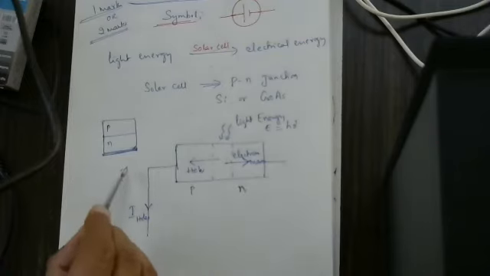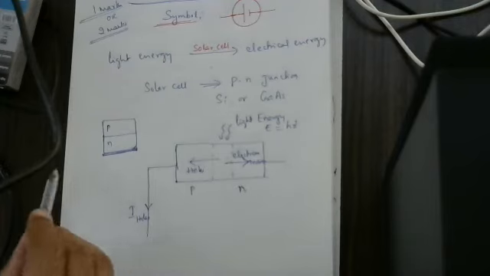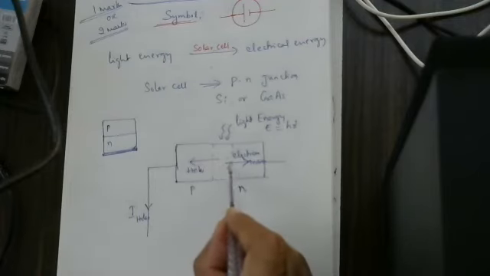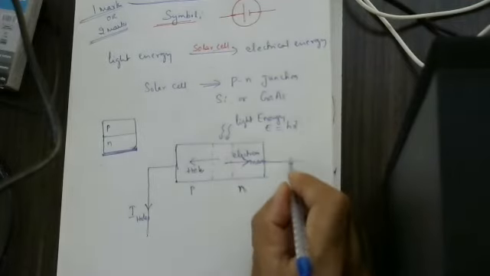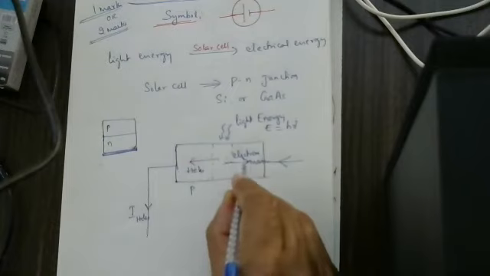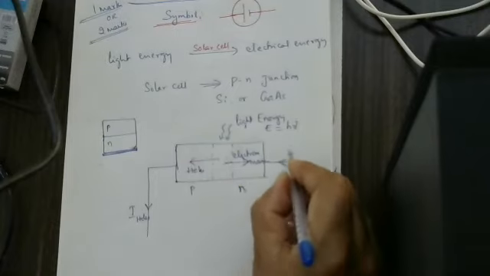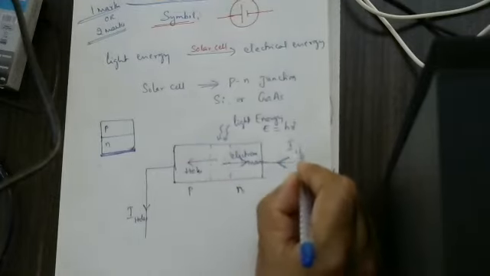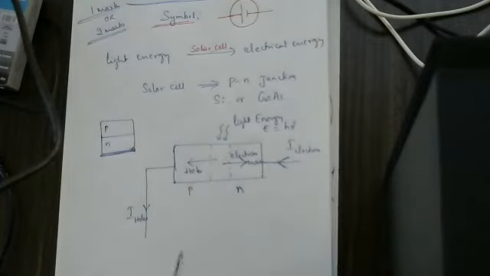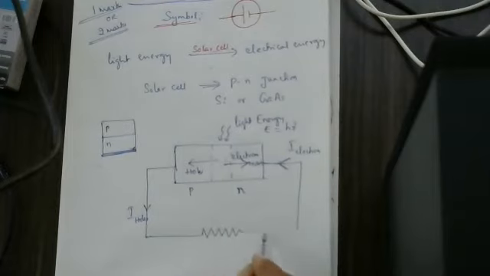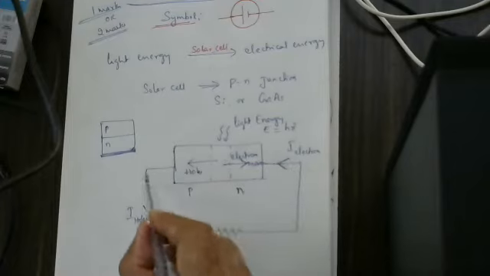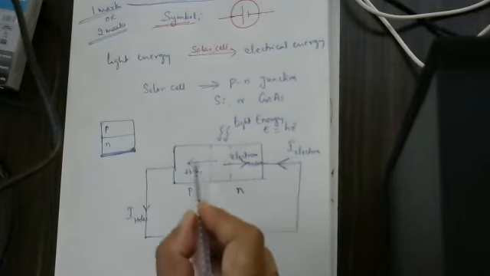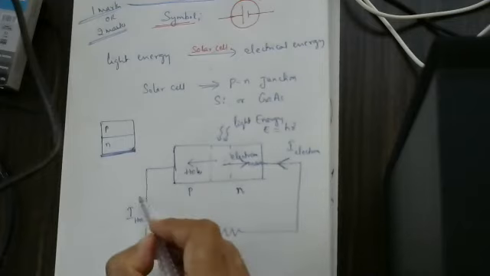Electrons are moving like this, therefore the current is passing in the opposite direction. Here, electrons are moving like this, and in the opposite direction the current is passing like this. I will show the current due to electrons here. We are connecting a resistor here. Now this current due to electrons is flowing like this.